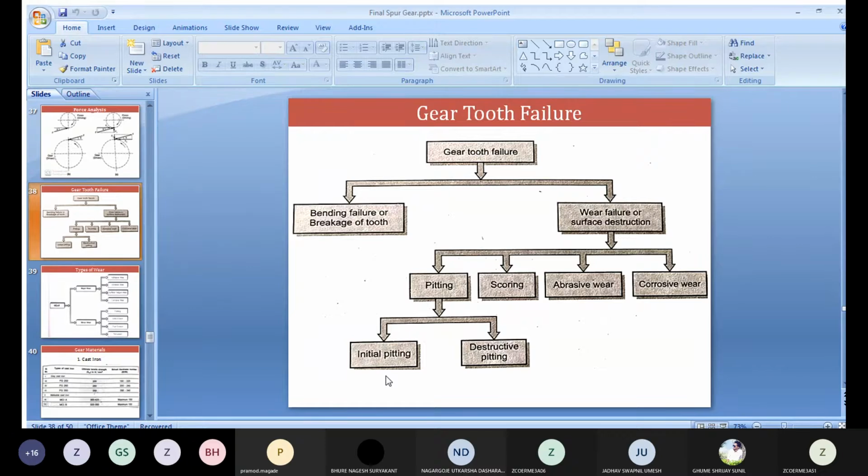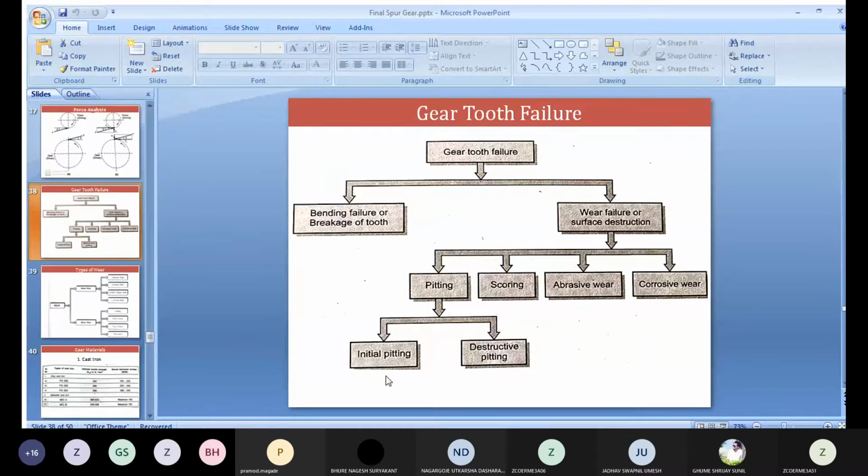So destructive pitting means the maximum amount of cracks is formed over the surface and we cannot avoid the crack formation, and due to that breakage will occur. That we call destructive pitting. Is that understood?